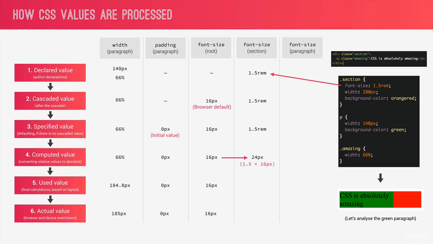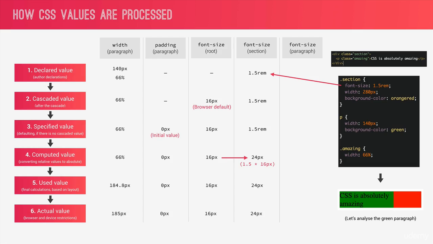It's because the rem unit is always relative to the root font size, which is 16 pixels in this example, as we saw before. And therefore, 1.5 rem is 1.5 times 16, which is 24. But I'm gonna explain this in more detail in the next slide, don't worry. Alright, and so 24 pixels is our final actual value as well.